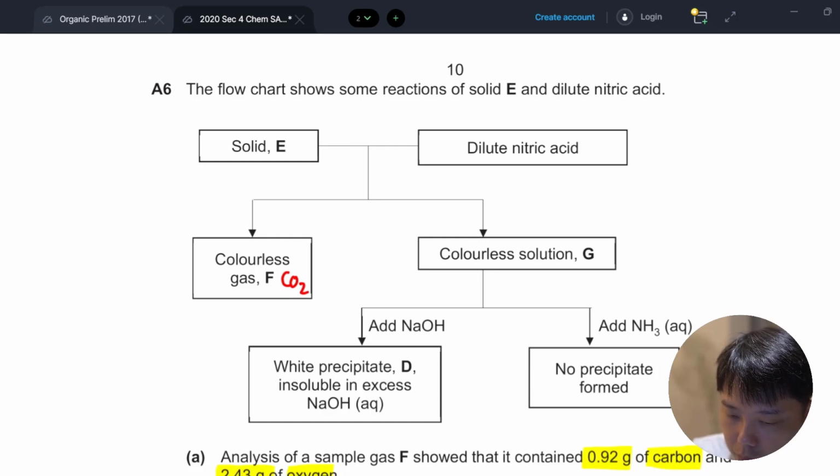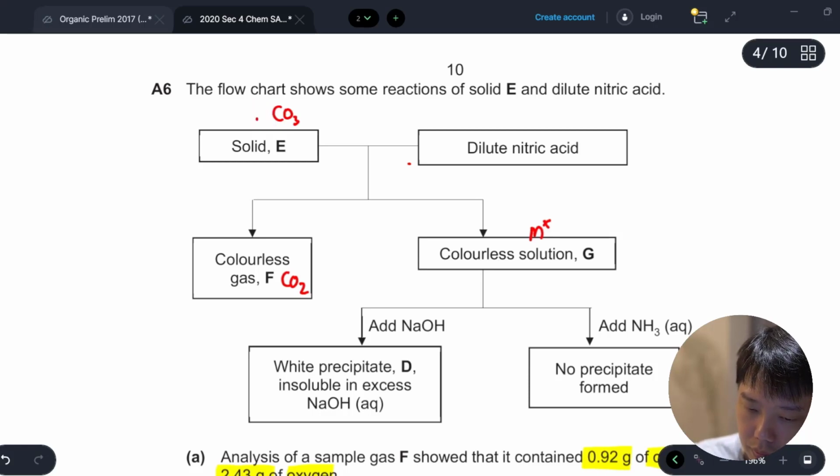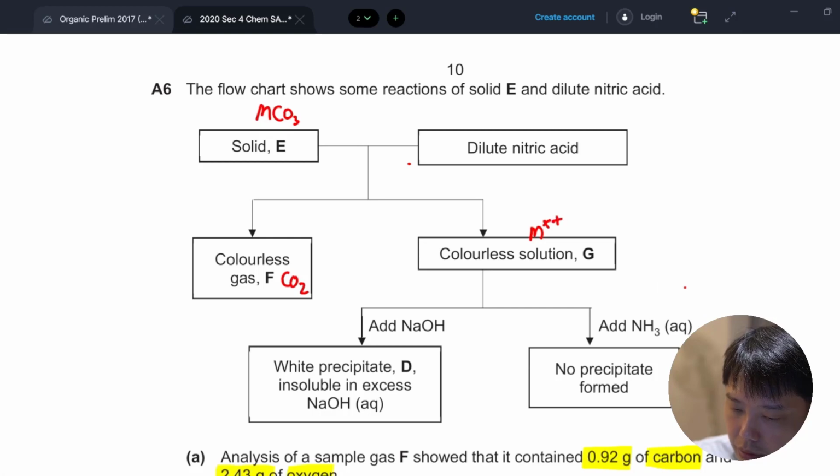So we can most probably already tell that this here is your carbonate, carbonate with a metal cation. This metal cation is probably, maybe I should put an M, metal cation with an X plus. Not sure what the charge is here. So when we add sodium hydroxide, we get a white PPT insoluble in excess NaOH. If you check back on your QA notes, you realize that calcium 2 plus will give you a white PPT that's insoluble in excess. And when you add NH3, there's no PPT that will be formed with calcium 2 plus.